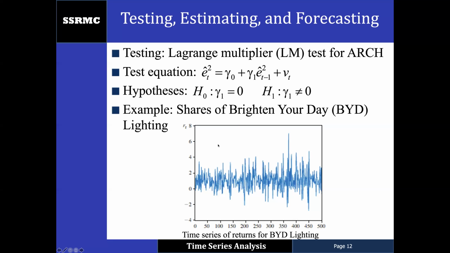The example that we use is a stock. The price of a stock share is from Brighton Daylighting Company. It's a made-up name, but we have the time series generated over here, and you may notice that obviously there's some volatility clustering effect around that region, but the pattern isn't that clear. We would like to use a test to give us a specific answer.